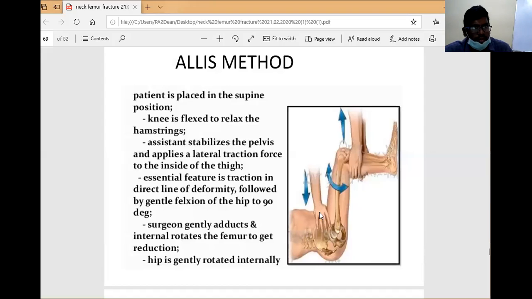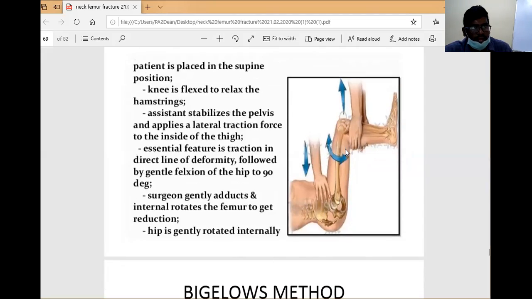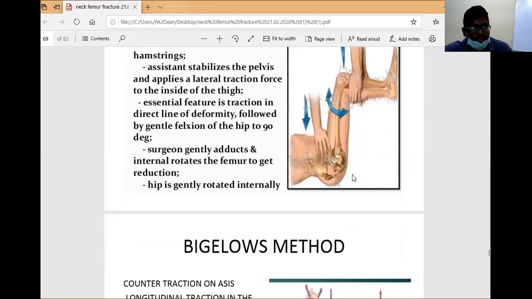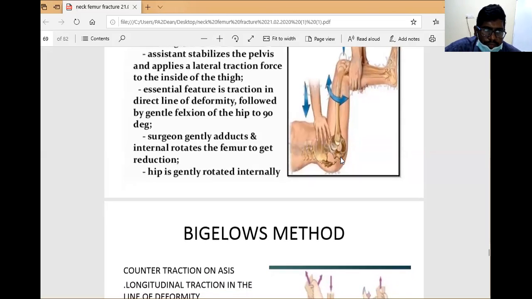The patient is in supine position, the knee is flexed, and the assistant stabilizes the pelvis with both palms on both anterosuperior iliac spines, and traction is applied along the femur. The surgeon adducts and internally rotates the femur to get reduction, and the hip is gently rotated internally during the traction. The hip is adducted and internally rotated mildly. This will lever around the posterior wall of the acetabulum and reduce it.